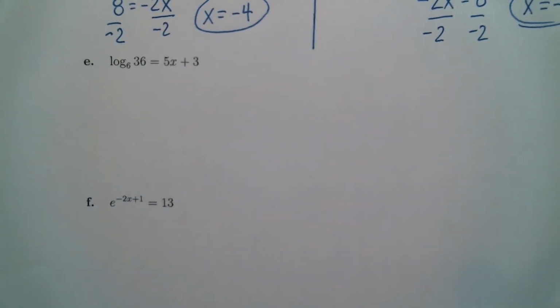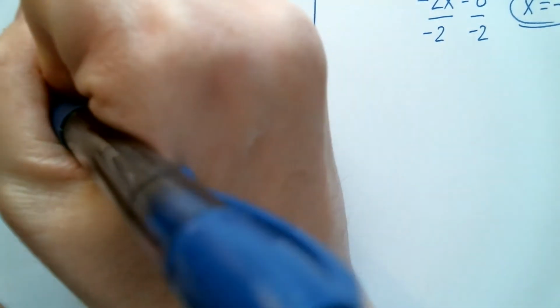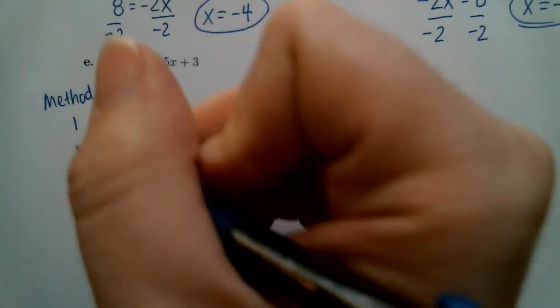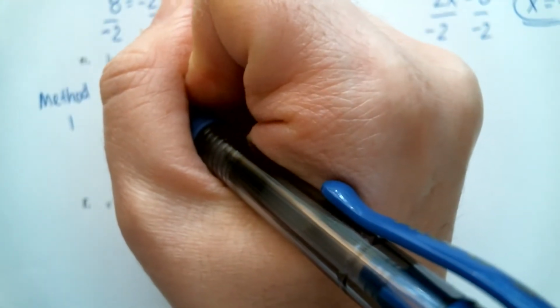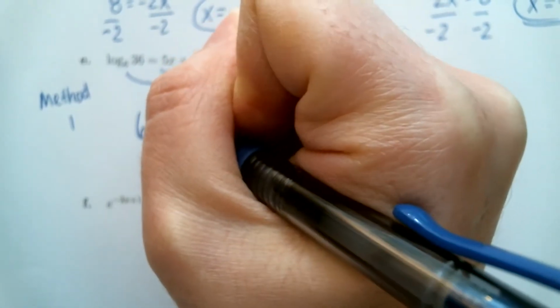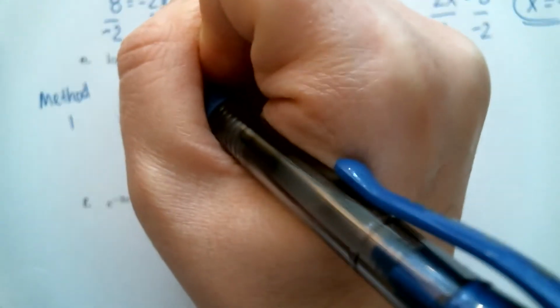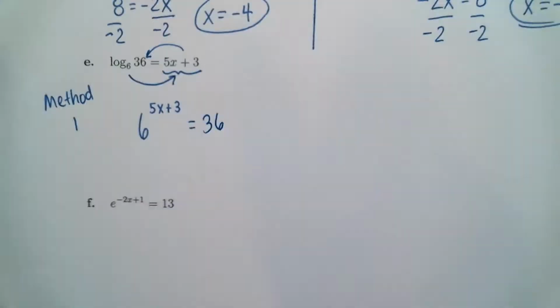Example E, log base 6 of 36 equals 5x plus 3. There's actually two different ways to work this problem, and I'll show you both. So in method 1, we are going to apply the arrow method. So we know that this means 6 raised to this power is equal to this quantity, 36.